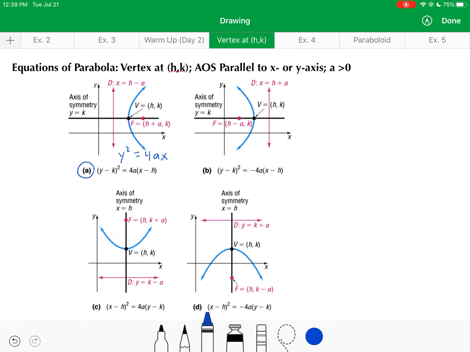So don't try to memorize everything that you see on the screen here. As long as you know how the a value of your equation leads you to your focus, your directrix, and then you know how h and k lead you to your vertex, you're going to be fine, okay?